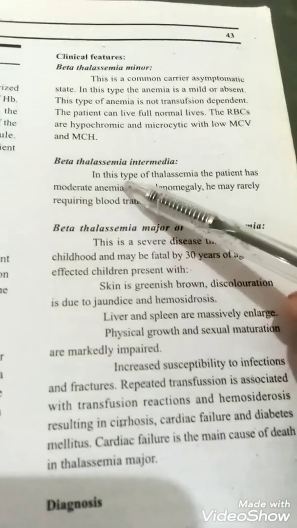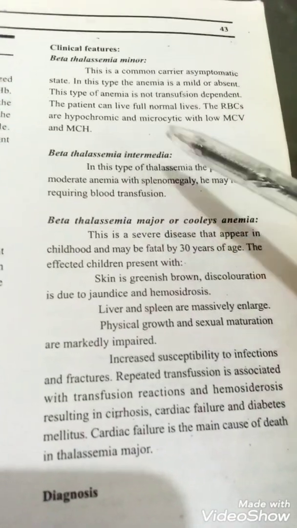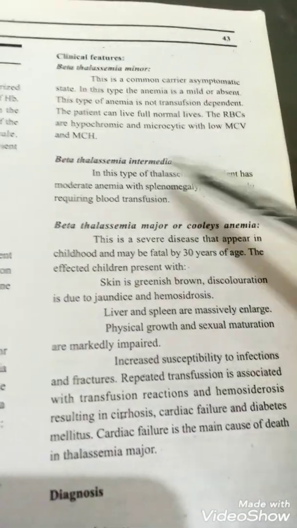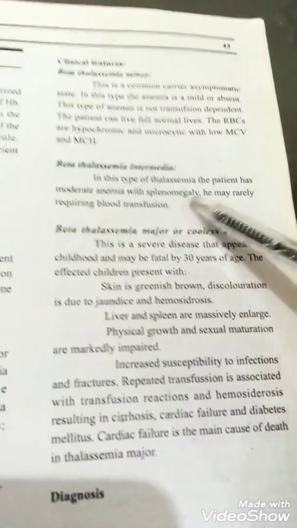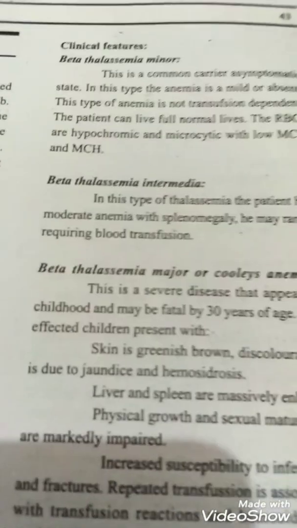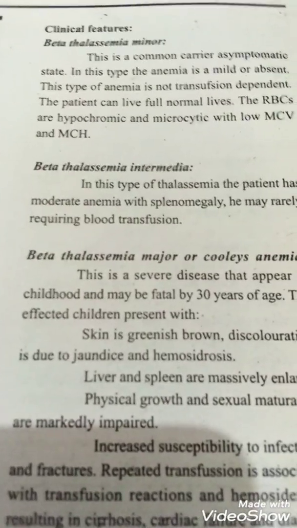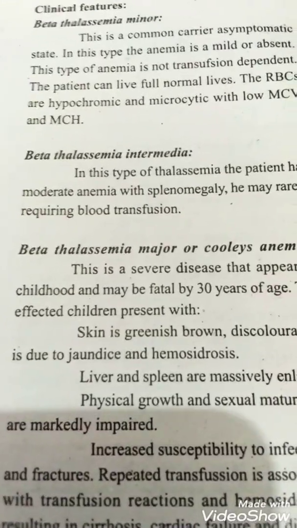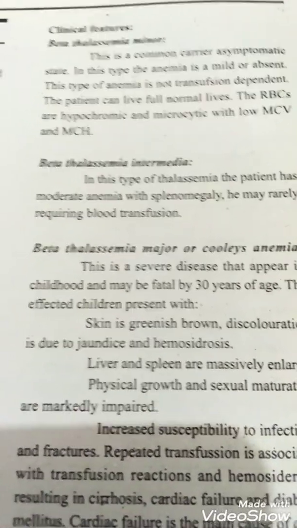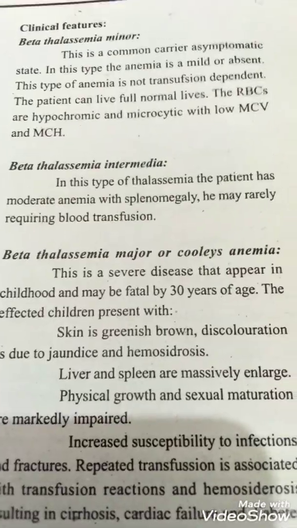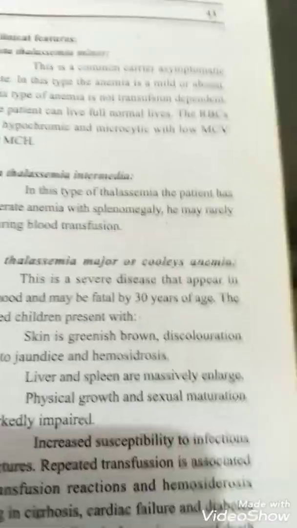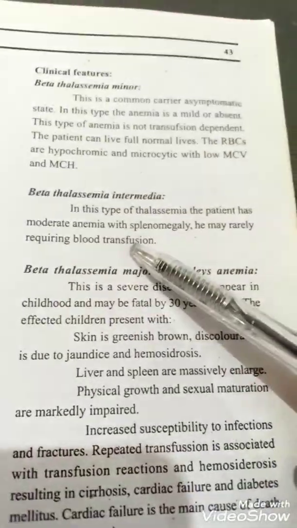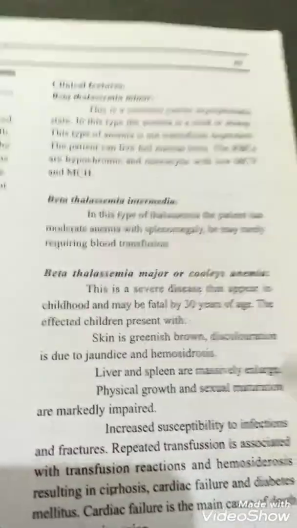Now come to the beta thalassemia intermedia. In this type of thalassemia, the patient has moderate anemia with splenomegaly, and he may rarely require blood transfusion. In this condition, beta thalassemia intermedia, there is a splenomegaly. You can see the splenomegaly. The spleen gets enlarged, and normally there is a need of blood transfusion, but only in some cases.